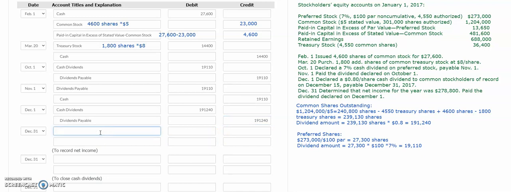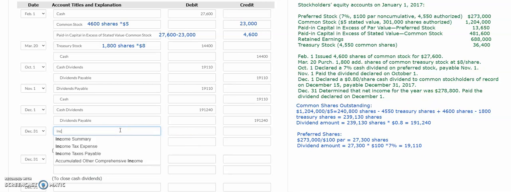So at year end, I need to do a couple of things that are going to be a little bit different. On December 31st, we determined that the net income for the year was $278,800. And then we're going to note that they paid the dividend declared on December 1st. So there's a few things we need to do. The first thing, it guides us to record the net income.